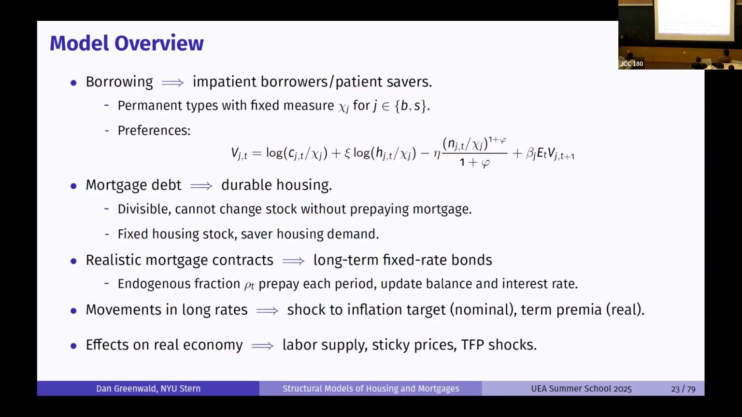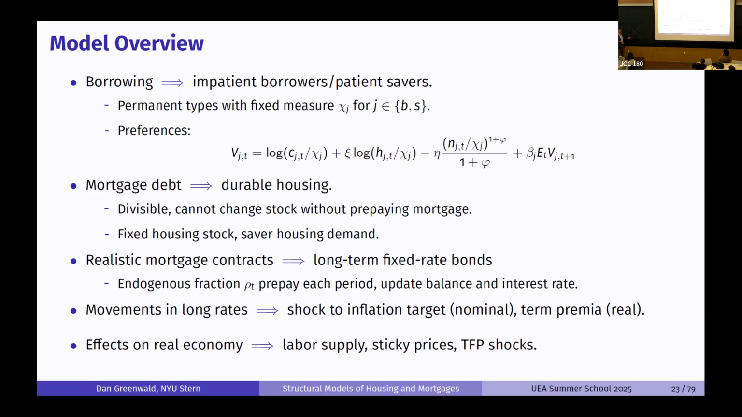Then I don't want this just to be regular debt. I want it to be mortgage debt. So I have to put in housing. I'm going to assume that housing is divisible. I'll come back to this. This is an assumption made in a lot of these simple aggregated models because it saves some headaches. But I'll talk about it in a minute. The assumption that housing is like clay, that you can just take a little bit of someone else's house and stick it on yours, can cause issues. I'll come back to this.